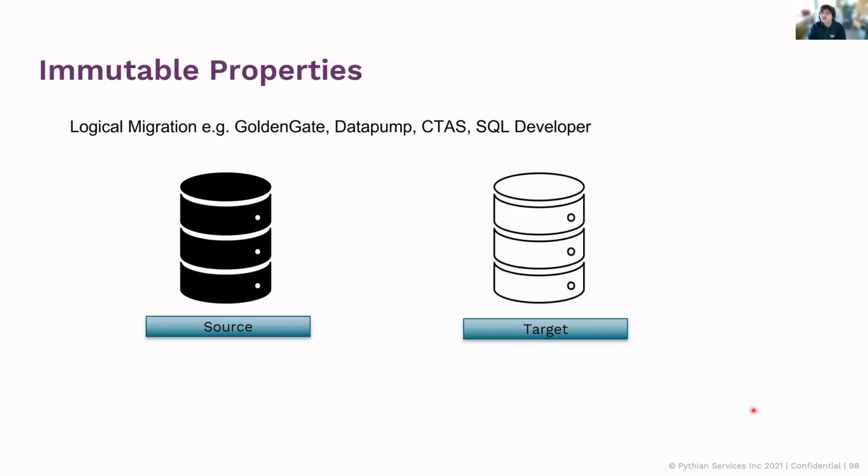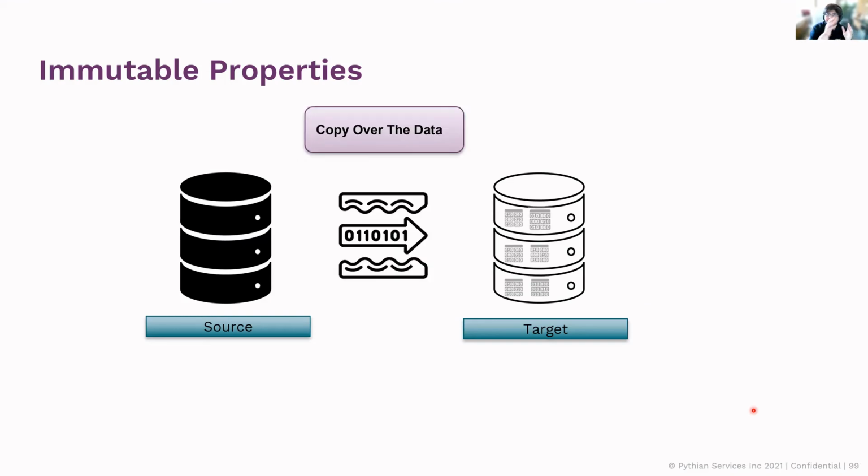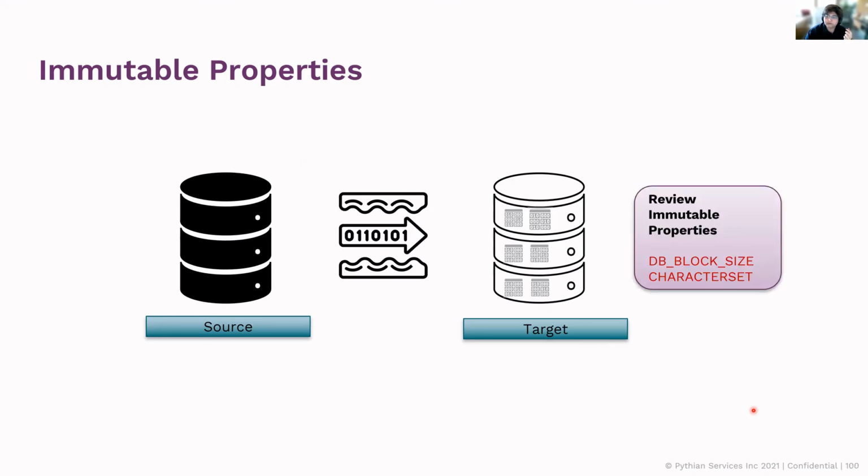Another thing that you want to be careful about during migrations is the immutable properties. This is very important specifically in terms of logical migration. So you've got logical migration, for example, Golden Gate, Data Pump, and so on. What you basically do is, we have a source database and we have an empty target database, and then by some mechanism, we copy over the data from source to target. When we do that, there are certain immutable properties. For example, DB block size, or character set, which is not immutable but is very difficult to modify. So when you're migrating, beforehand you want to make sure that these properties match the source and are exactly as you intended, because you will have difficulties changing them later.